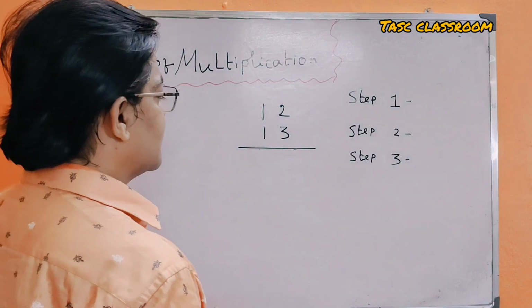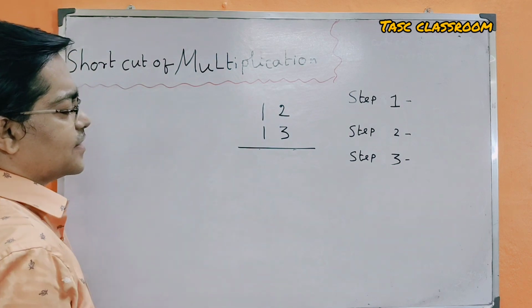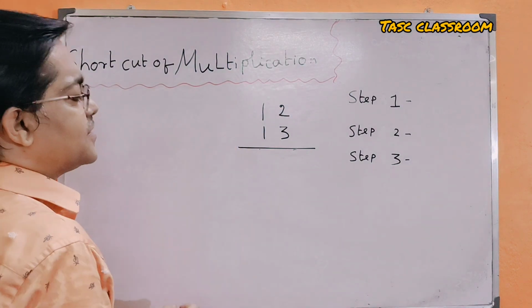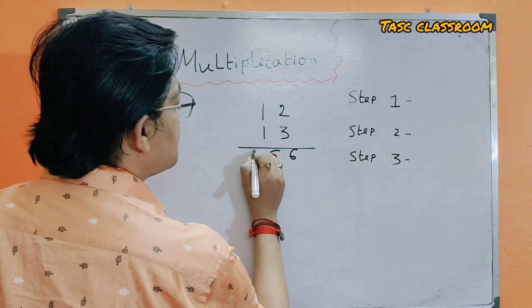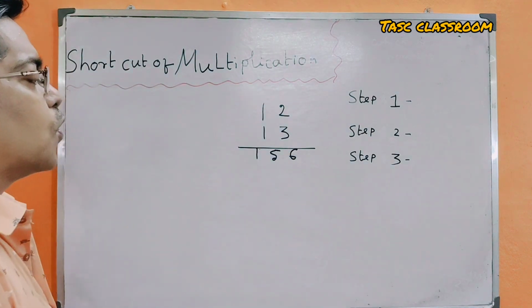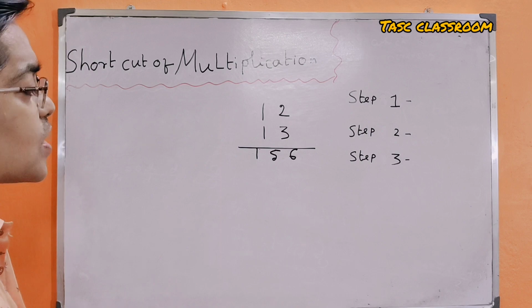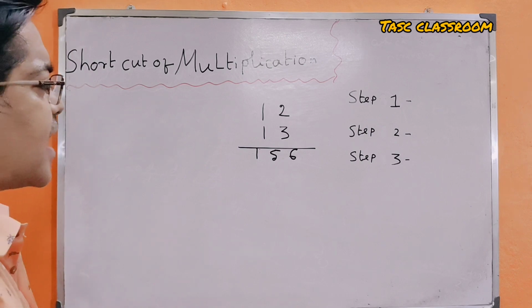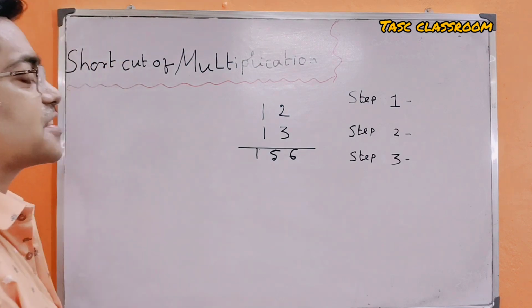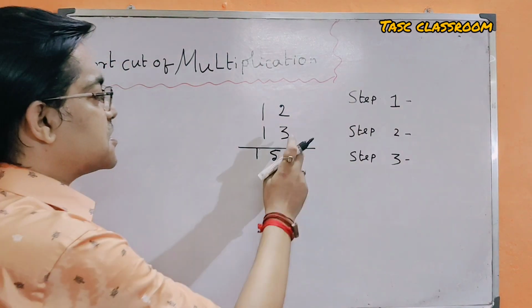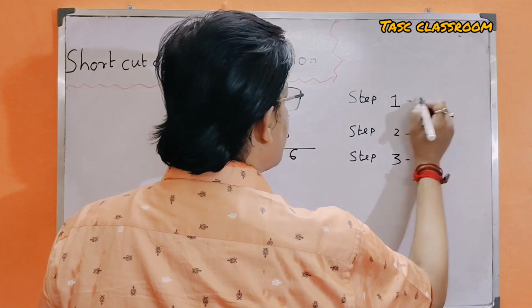For example, this multiplication can be done easily, that is 12 by 13 equals 156. What is the shortcut technique? I will explain it to you step by step. Step 1.